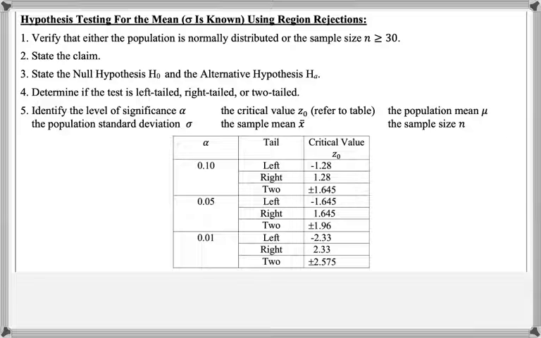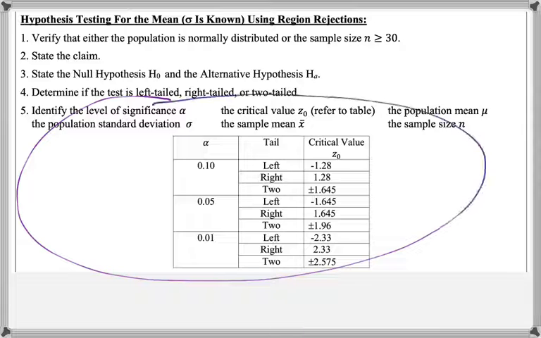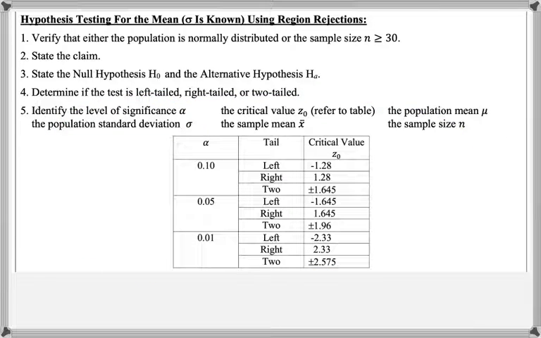Step 3, state the null hypothesis and the alternative hypothesis. Step 4, determine if the test is left-tailed, right-tailed, or two-tailed. Next, we need to identify all of the information that we had to before. But now, we also need to identify the critical value z0. And to do that, we need to refer to this table.